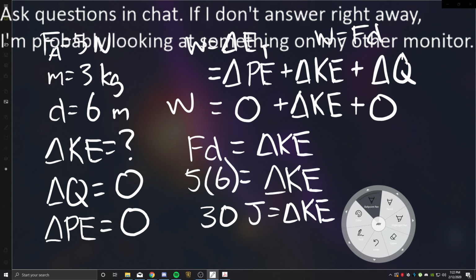Number 8. These are your knowns. You know the force that you apply is 5 newtons. You know your mass is 3. And you know that the distance you apply that force over is 6 meters. And you want to find out what your change in kinetic energy is.